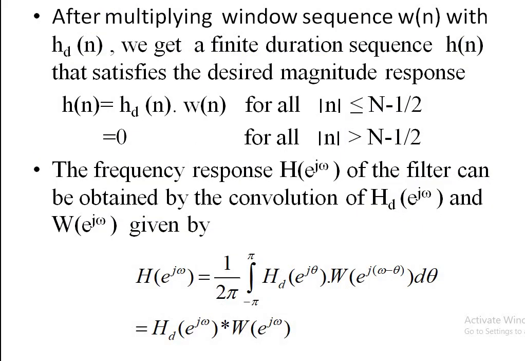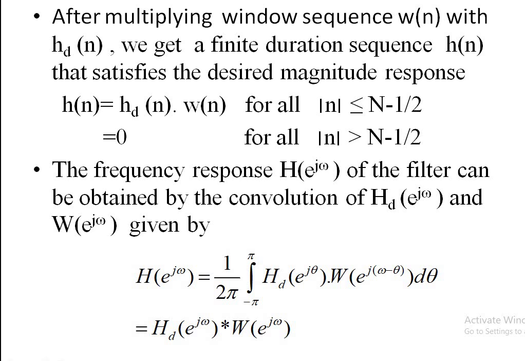After multiplying the windowing sequence W of n with the desired impulse response, we get a finite duration sequence h of n that satisfies the desired magnitude response. In the Fourier series method, we abruptly truncated, whereas in this step we multiply with a sequence called the windowing sequence. This is the only difference between the Fourier series method and the windowing method. Whenever we multiply with W of n, we get our desired h of n.